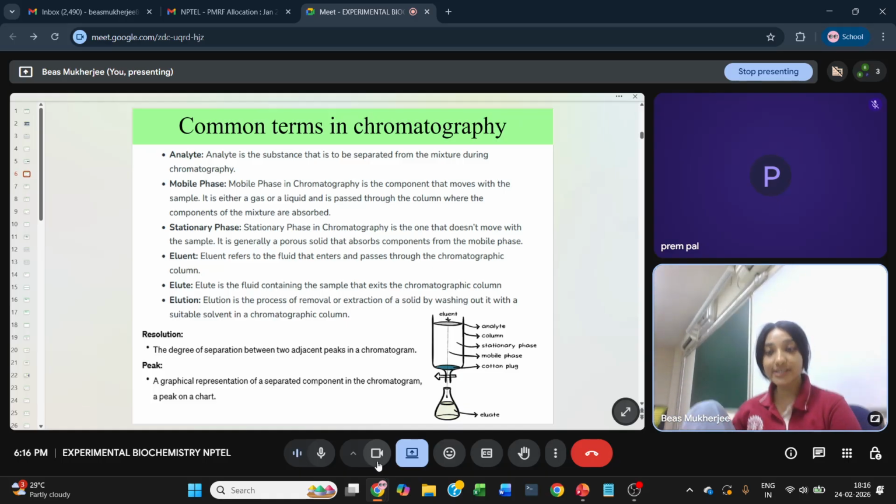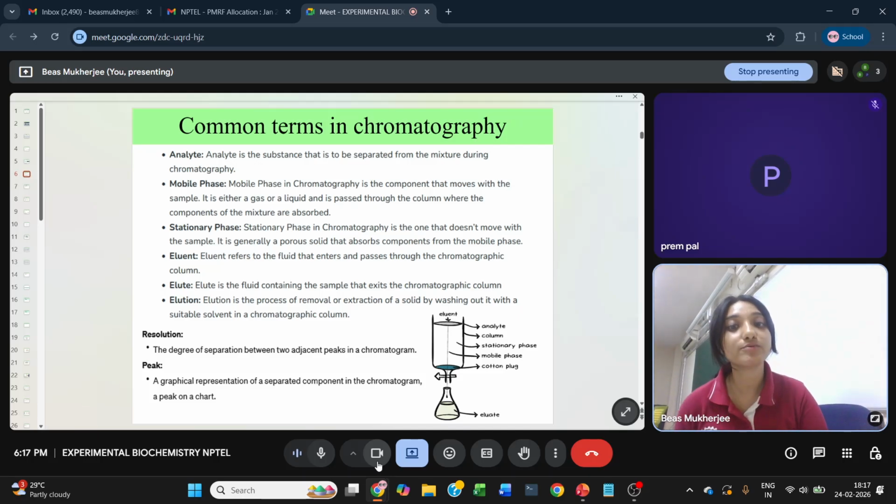Now, stationary phase is the one that doesn't move with the sample. It is generally a porous solid that absorbs the components from the mobile phase. Then we have eluent. Eluent refers to the fluid that enters and passes through the chromatographic column. And what is elute? Elute is the fluid that contains the sample.